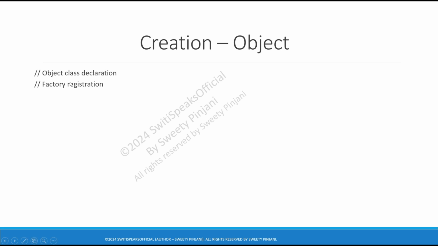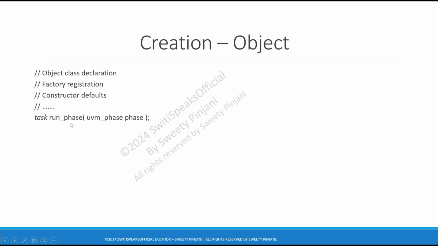First, you will declare the object class. As we saw, if I want to extend some class from the UVM sequence item, whatever name I give, then I'll register it with the factory, and then whatever constructor defaults I want to give. For the object, it happens in the run phase. Run phase is a task. Remember, run phase is a task in UVM.